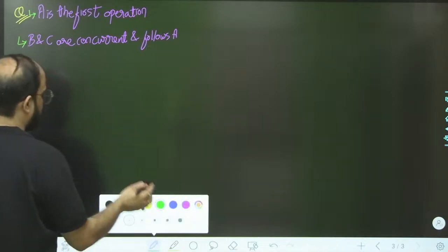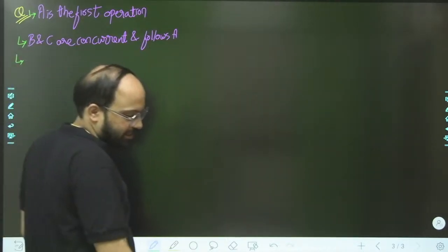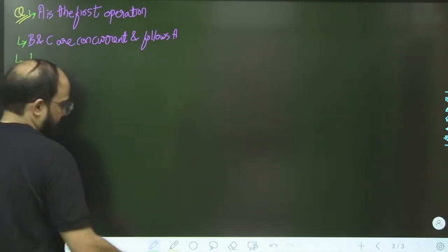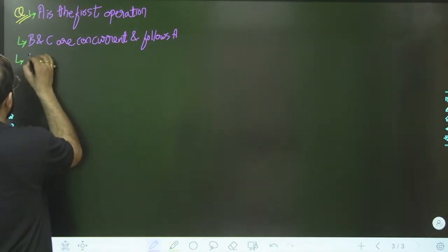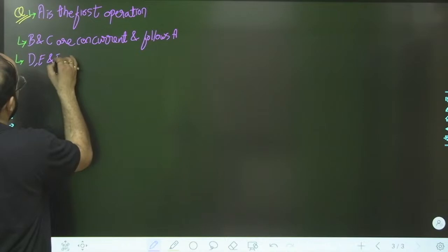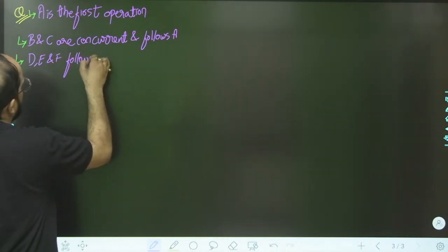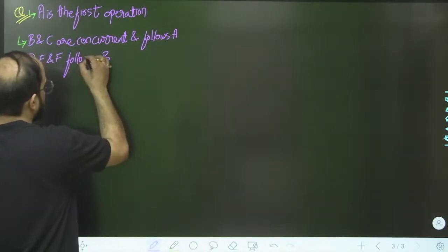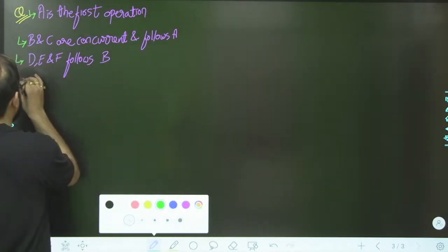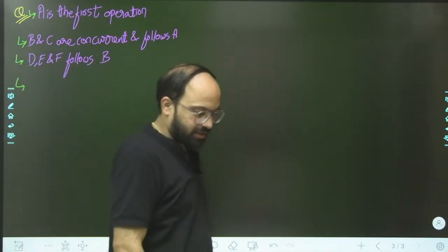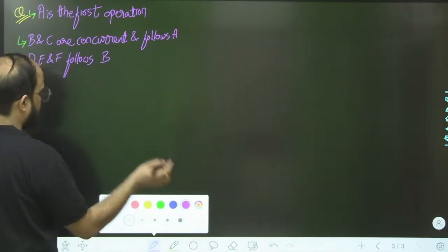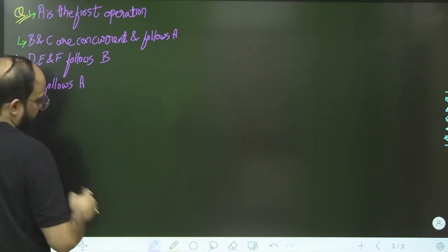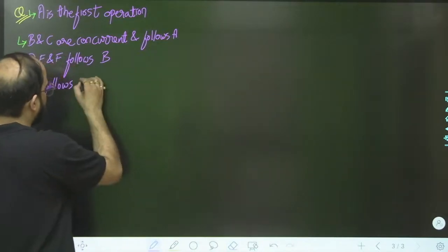Next statement is D, E, F follow B. D, E and F follow B. Next statement is G follows E. Not A, G follows E.